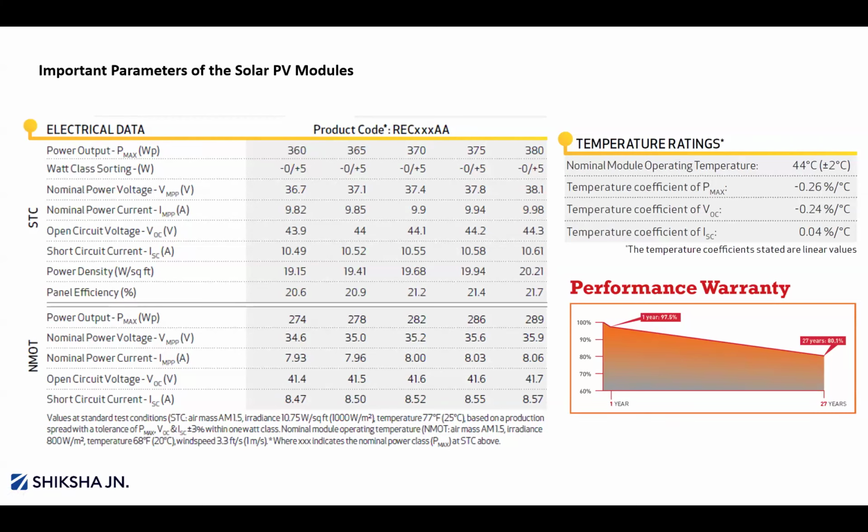And current also, IMPP means when it starts generating, that is the maximum current we can get, or current at maximum power point. And next, ISC, short circuit current. If you short any PV module, the maximum current we can get is 10.49. Like this, these are the respective VOC, VMP, IMP, ISC values of 360 watt, 365 watt, 370, 375 watt.